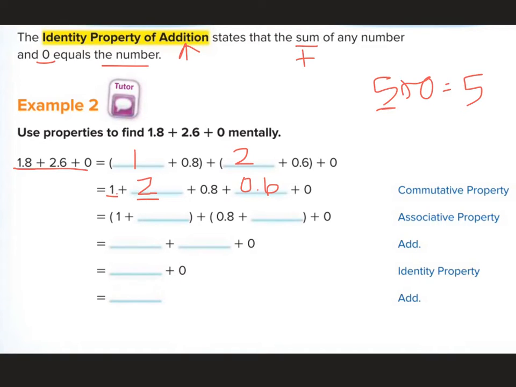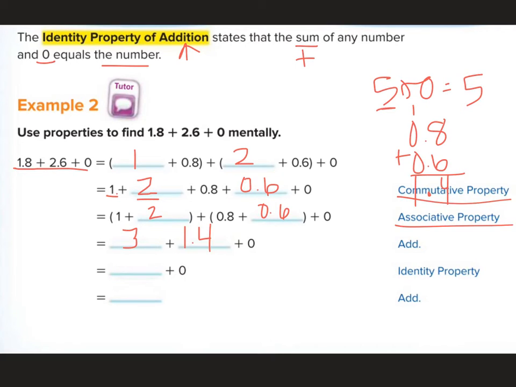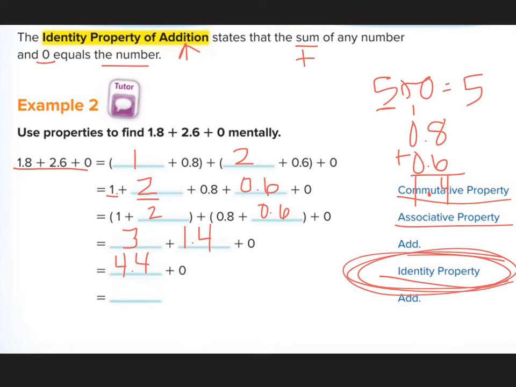So I have 1 plus 2, which is going to give me 3. Oh, now I'm adding my grouping symbols. So that's the associative property. So first I switch them, then I group them. Okay, so I'm going to do 8 tenths and 6 tenths. 8 and 6 makes 14. So that's 1 and 4 tenths. Okay, 3 plus 1 and 4 tenths is 4 and 4 tenths. Plus 0, I'm going to use the identity property. Anything plus 0 is itself, so it's 4 and 4 tenths.